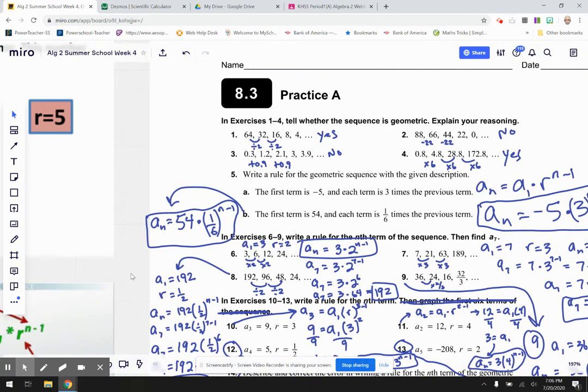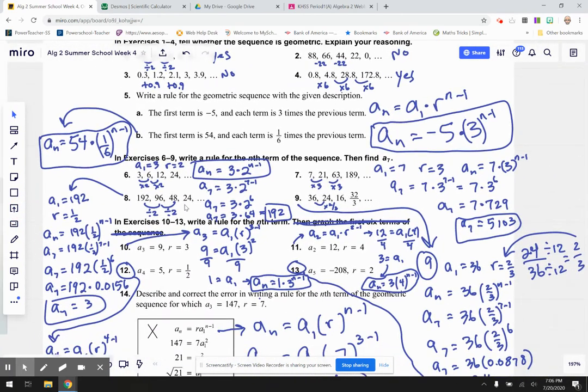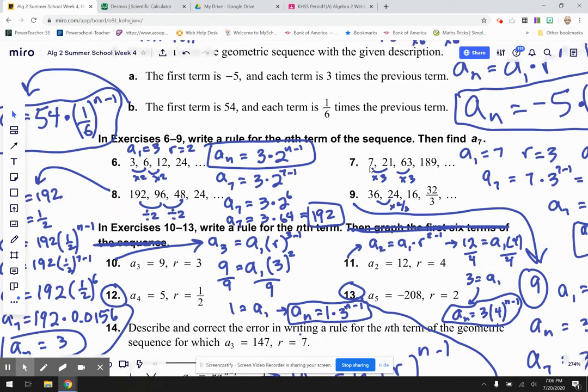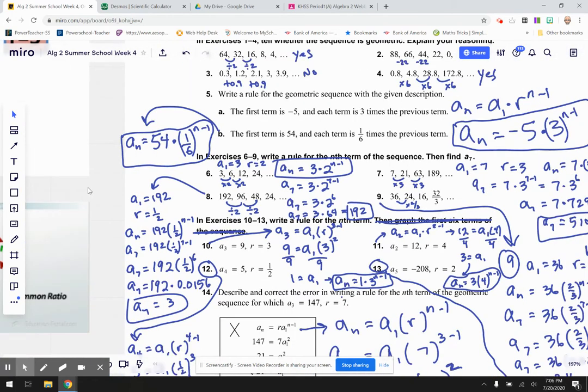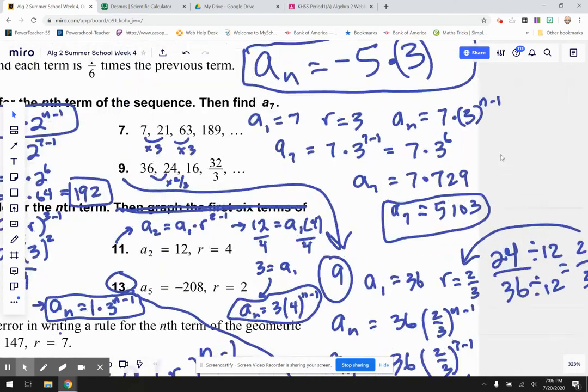Number 7, let's see, your common ratio is you're multiplying by 3. So r is 3. Your first term is 7. a1 is 7. So what we want to do then is plug that into our formula. So a sub n is going to be a1, 7, times the common ratio r to the n minus 1 power. So 7 times 3 to the n minus 1 power is your rule.